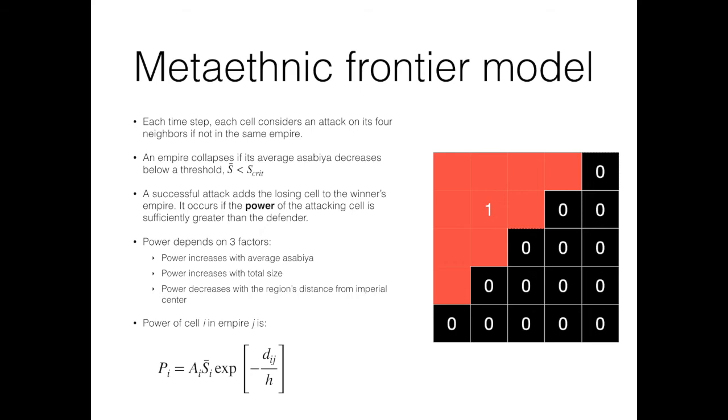Finally, an empire can collapse completely if its average asabiya becomes too low. So if its average asabiya is below some critical threshold, S sub crit, the empire is dissolved and all its cells become independent chieftains.